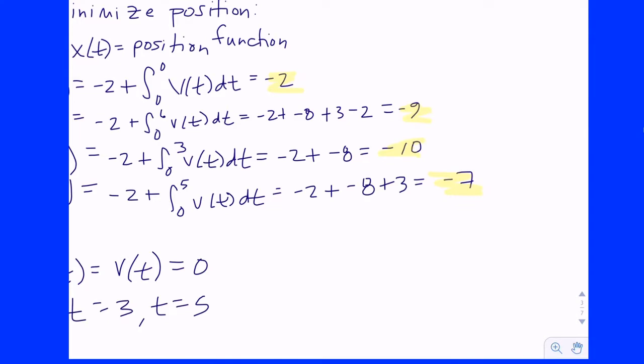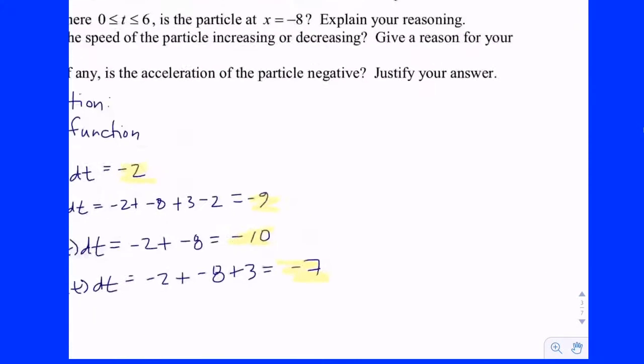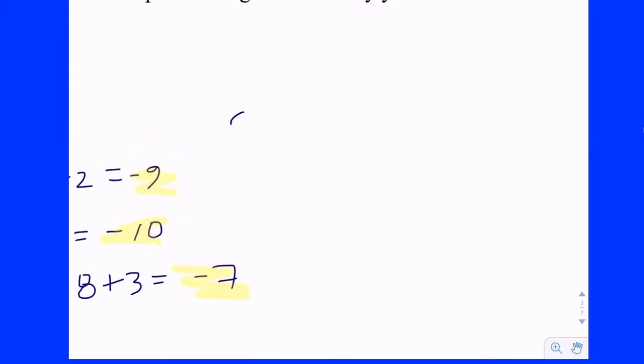Okay, now by the EVT, one of these is going to be the absolute minimum and one is going to be the absolute max. So we were asking for when it was farthest left, which would be the minimum position. So which one of those is the smallest? Negative 10. Now answering the question, it said to find both the time and the position. So now we'll answer the question.